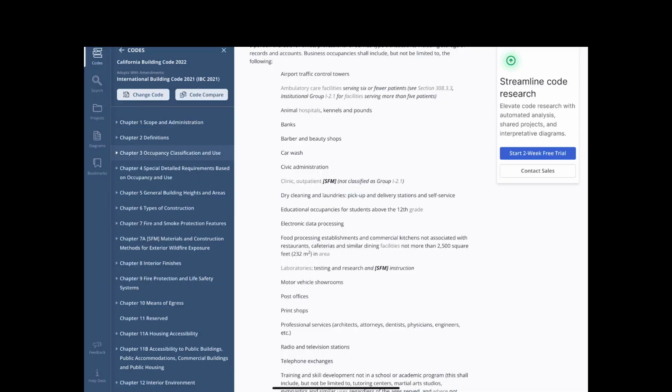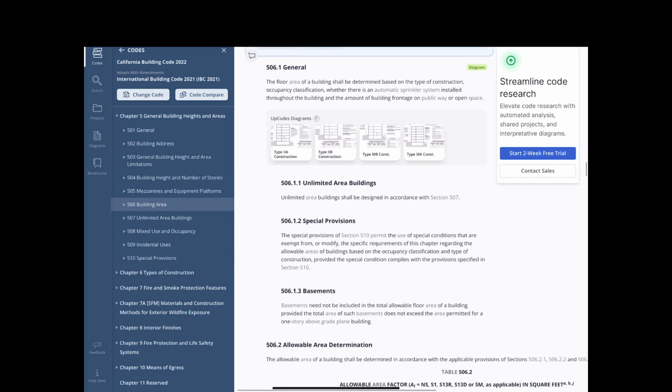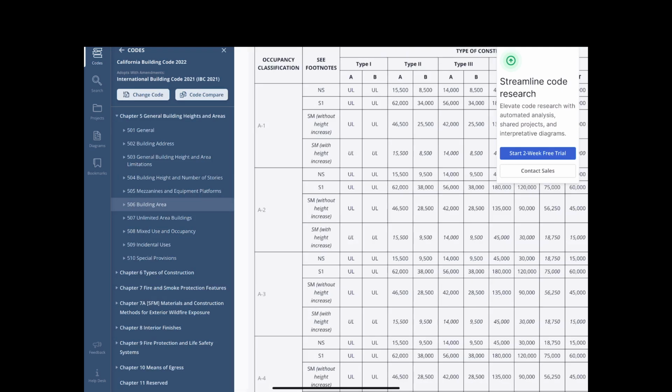Going back to our code again, maximum allowable areas are actually found in Chapter 5 under General Building Heights and Areas. So I'm going to click on that. So building area is 506. I'll click on that and it takes me straight to that section. So here I'm looking for a table. At the top, you'll see type 1, 2, and 3 listed.